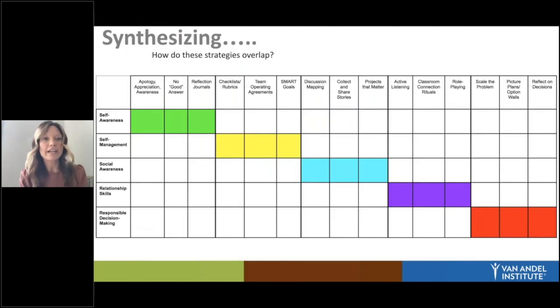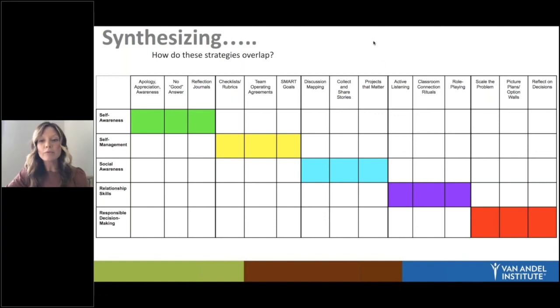One thing I want us to look at now as we sum up all of these strategies that we've heard today. You can see this graph here lays out the ones that we talked about for self-awareness, self-management, social awareness, relationship skills, and responsible decision-making, and where they fell. So you can see these three up here were for self-awareness. These are for self-management. What I really want you to see, though, is how these strategies overlap.